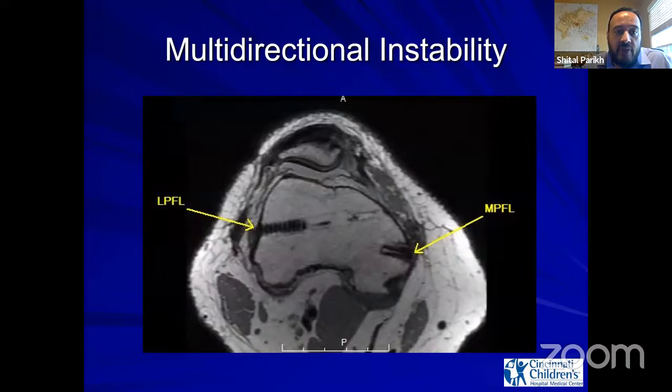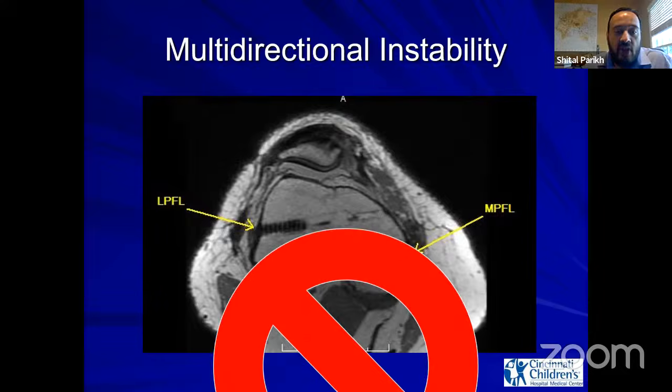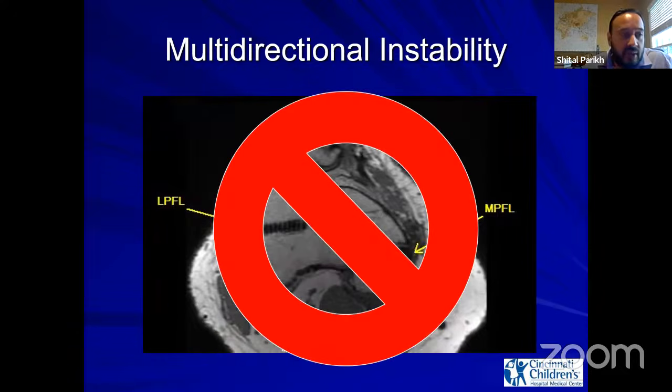The other type is multidirectional instability. As you can see in this example, the patient had both medial and lateral instability. This is typically seen in patients who have significant hyperlaxity, like Ehlers-Danlos syndrome, or patients who had previous lateral release and they already had lateral instability and now have developed medial instability. Then it would be multidirectional, but we would not talk about that as well.